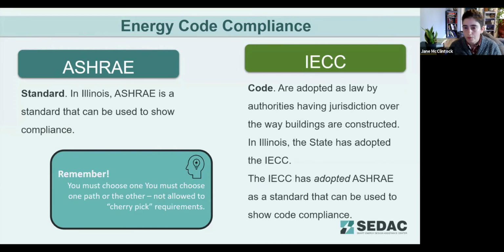So first of all, for your commercial buildings, you have two paths for energy code compliance in the state of Illinois, because Illinois has adopted the International Energy Conservation Code with amendments to create our Illinois Energy Conservation Code. So the model code is our code, it's our state law. And in the text of that code, the IECC has adopted ASHRAE as a standard that can be used to show code compliance. So for commercial buildings, you have the option of using the ASHRAE 90.1 standard to show compliance.